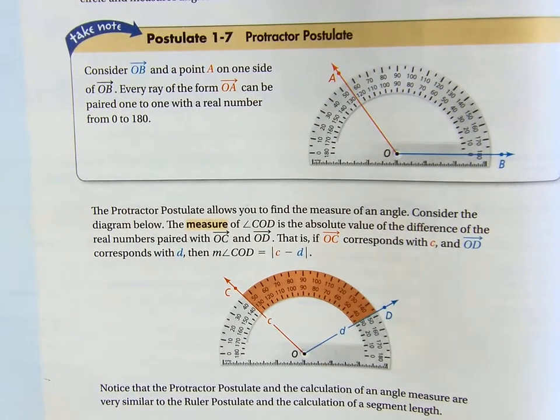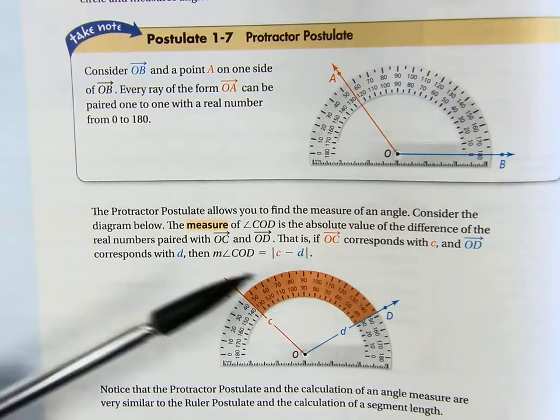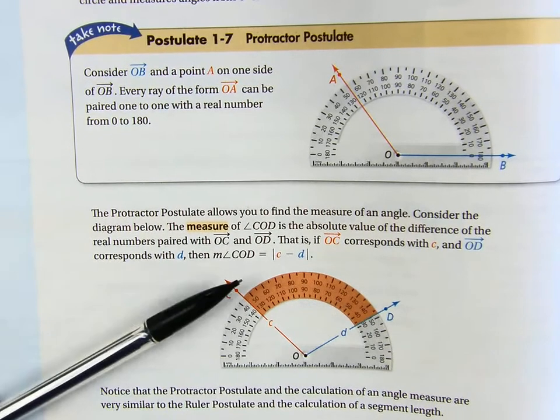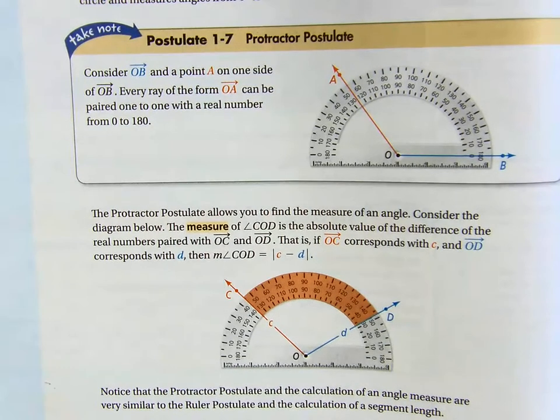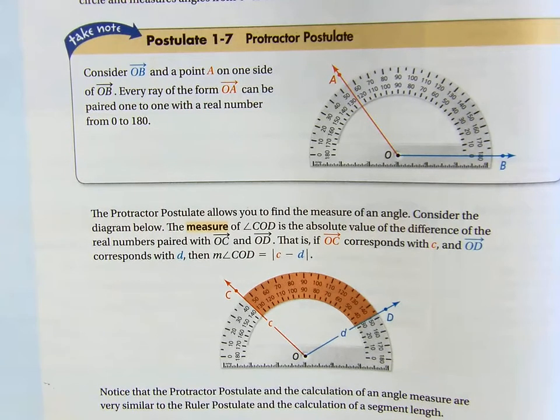We're looking for the absolute value, so it's going to be positive. It wouldn't matter if you put the big number minus the small number, or the small number minus the larger number. As long as you do absolute value, you still get the measure, and it's going to be a positive measure.